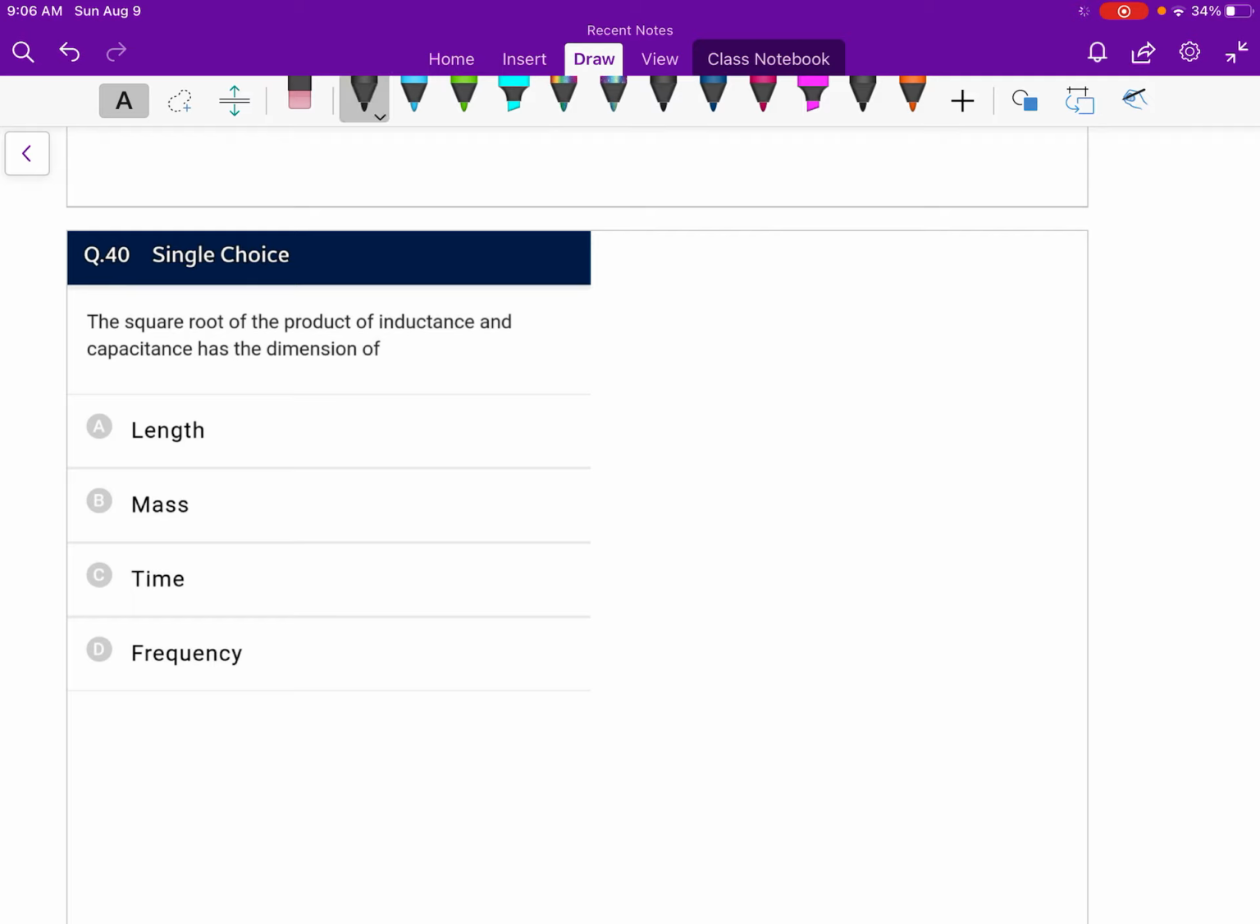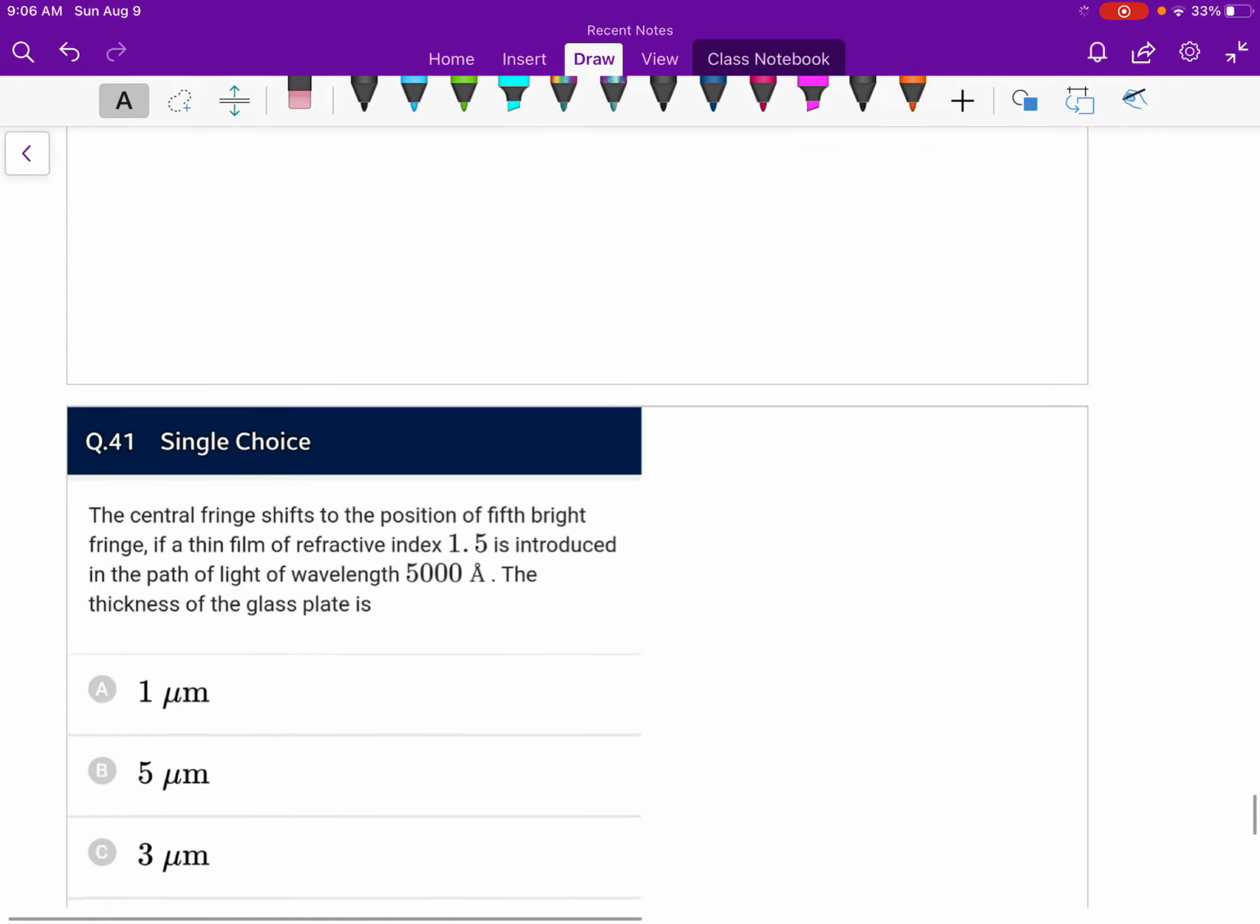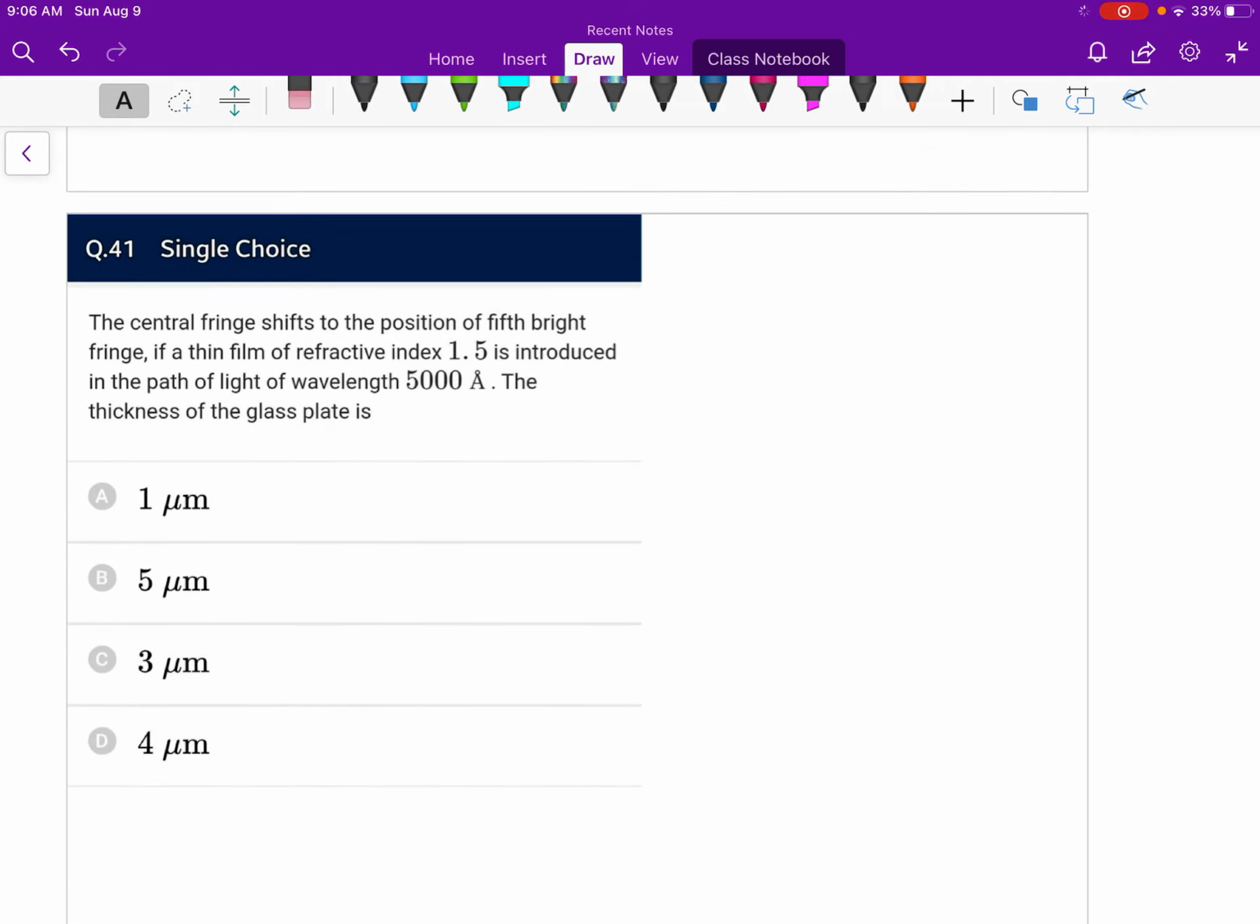The square root of the product of inductance and capacitance. So we know omega is 1 upon root LC in AC circuits. So root LC has dimension of time, so capital T. So C is the correct option.